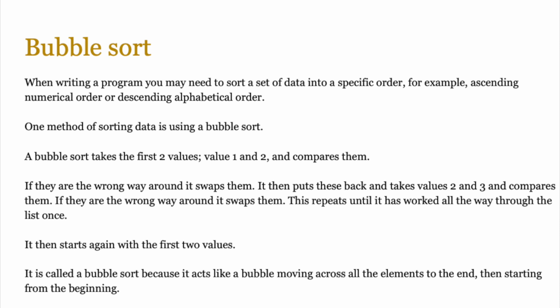So it's called bubble sort because it acts like a bubble moving across all the elements to the end of the list. So you start from the beginning and you keep swapping, and the bigger item is just bubbling towards the end, and then we keep doing it all over again. So eventually all the bigger items will just move towards the right hand side of the list.